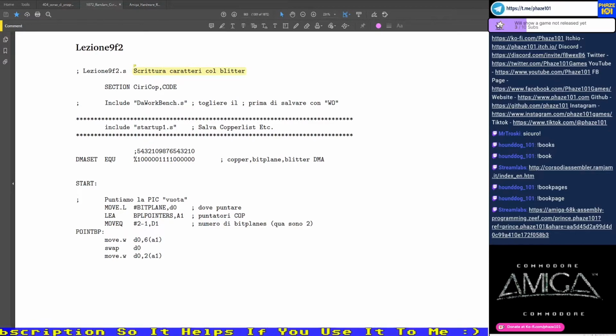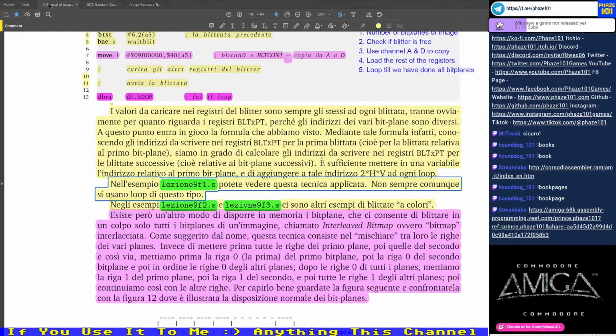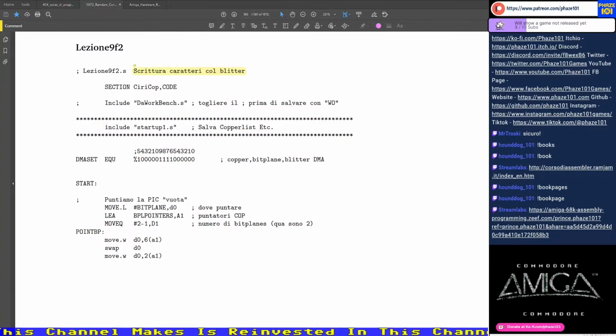Okay, so I believe we have another one that we need to do. Yeah, another 2. So let's do them. So let me show you the Amiga.